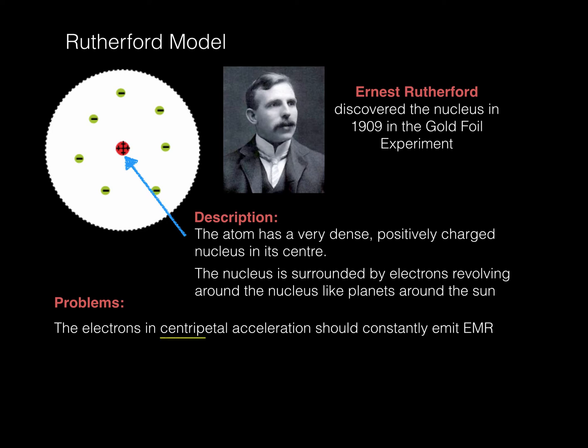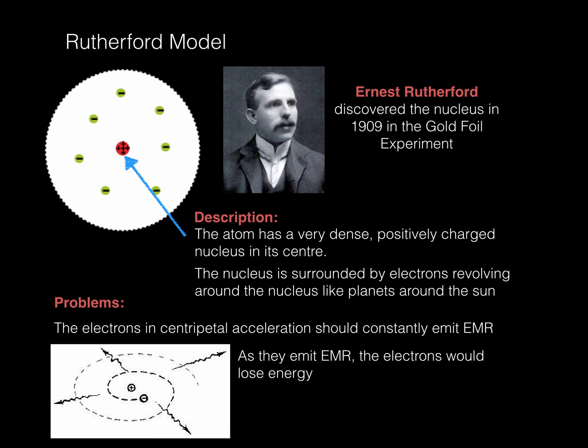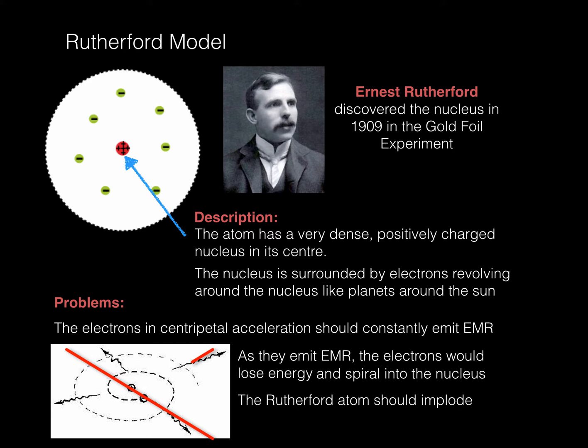Electrons are in centripetal acceleration when they travel in circular orbits, and as an accelerating charged particle, they should constantly emit electromagnetic radiation. As they emit this electromagnetic radiation, the electrons would lose energy and spiral into the nucleus. In other words, if Ernest Rutherford was correct about his model, the Rutherford atom should implode, and it shouldn't exist for even a second before it's destroyed.